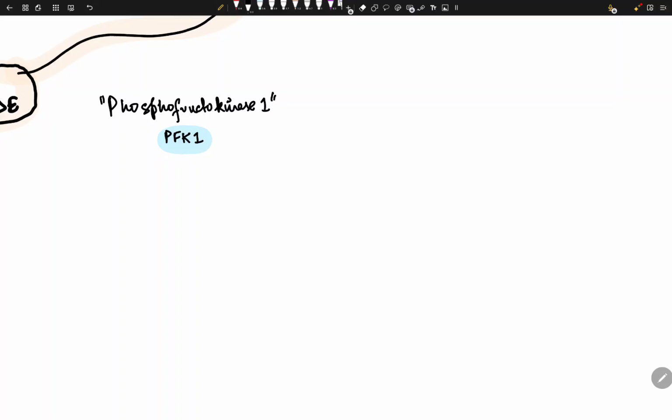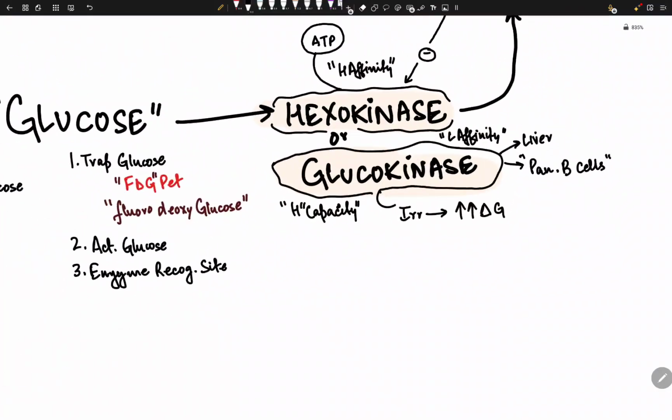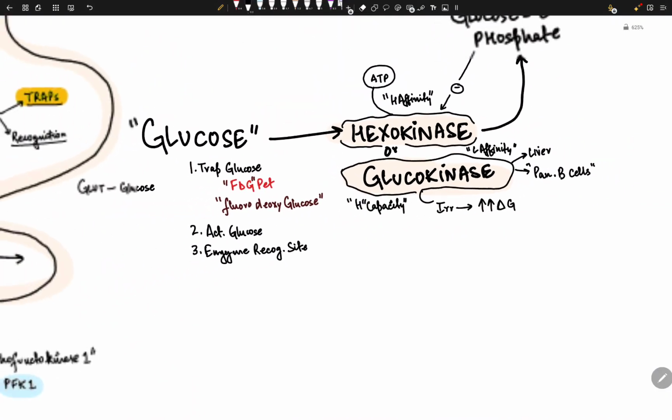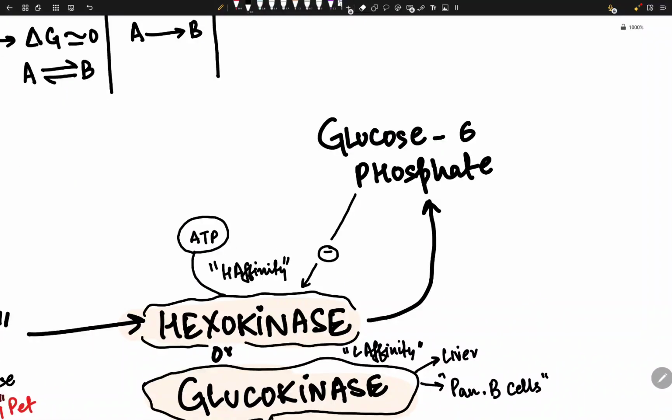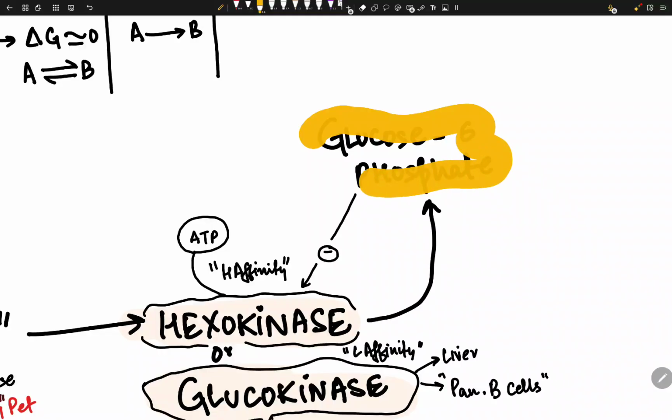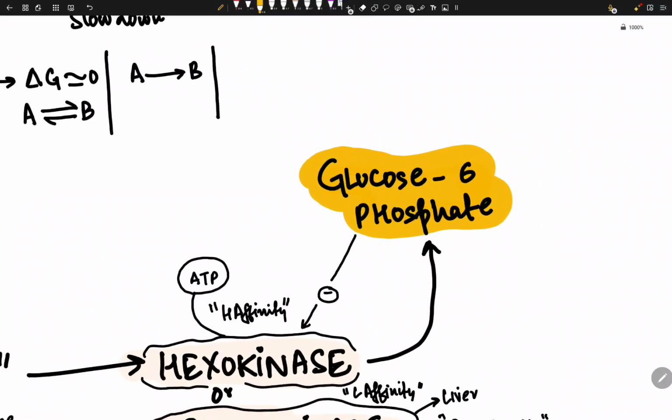Now you must ask me, why isn't hexokinase the rate limiting enzyme? Because glucose 6 phosphate has many possible fates. Once you add the phosphate group on the glucose, this can actually enter into many different cycles, right? This is like a gateway. This can go in many directions.